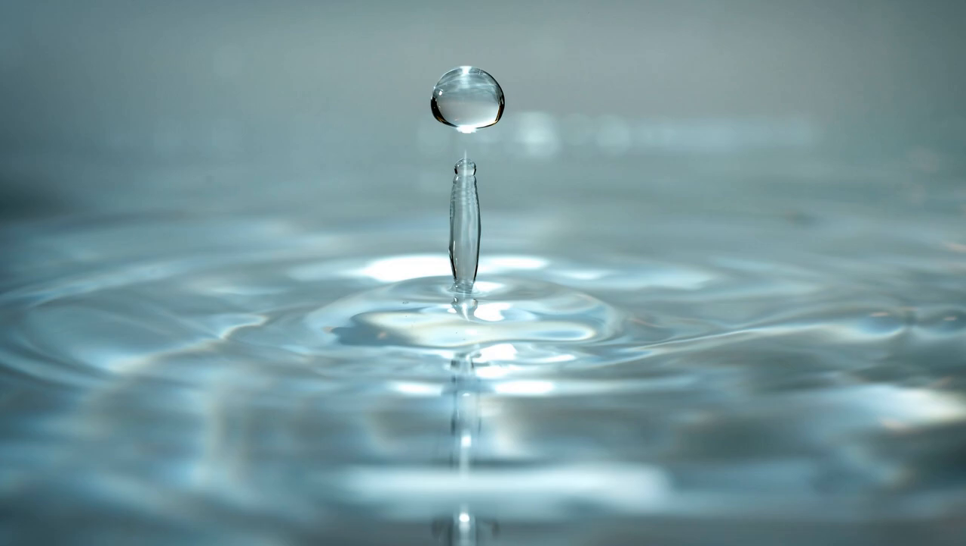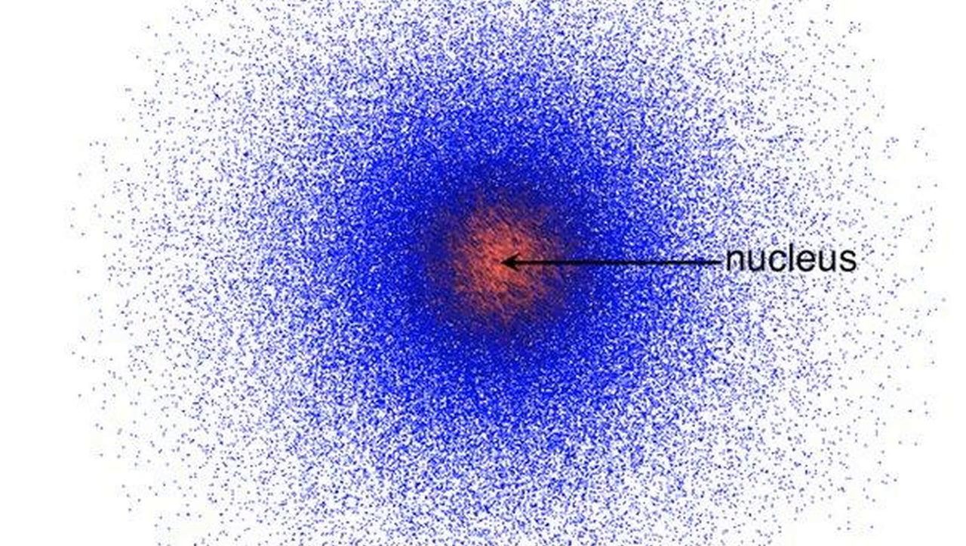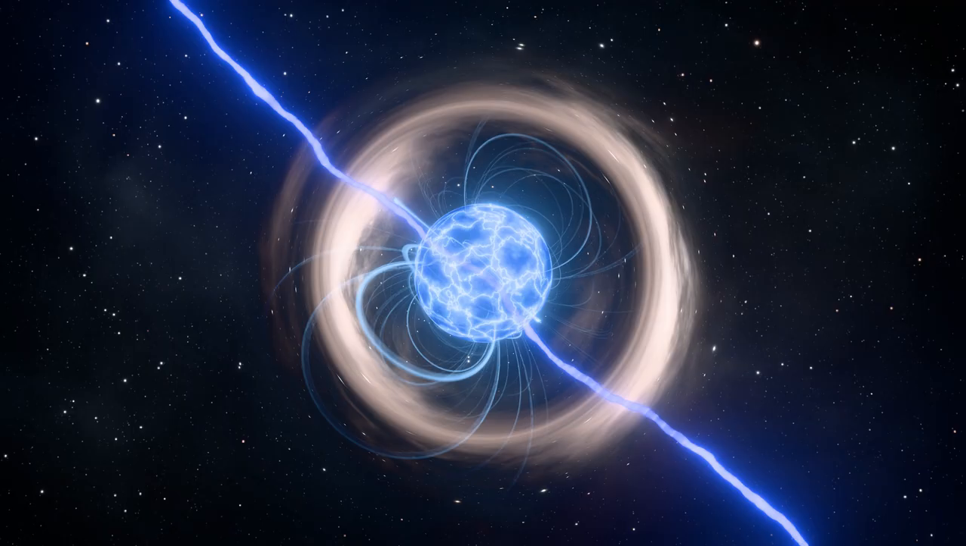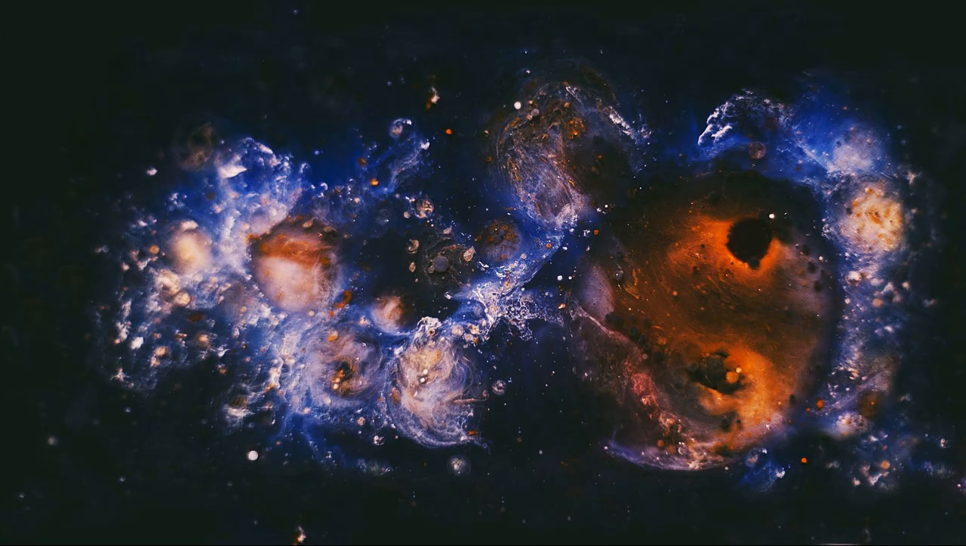Where do atoms come from? The first atoms formed shortly after the Big Bang, around 13.8 billion years ago. At first, the universe was mostly hydrogen and helium. Heavier elements like carbon, oxygen, iron, and silicon were created deep inside stars through a process called nuclear fusion. When massive stars exploded as supernovae, they scattered these elements across space. Those elements later became part of new stars, planets, and eventually life on Earth.